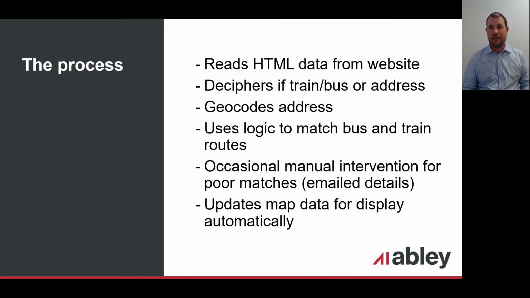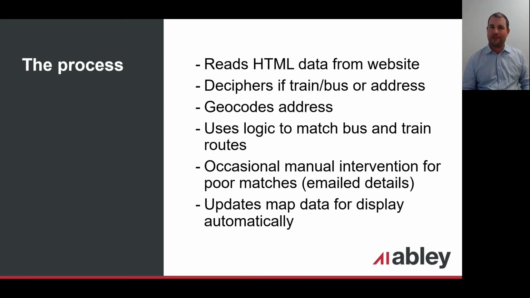So we've got a process that goes away and reads the Ministry of Health website, pulls that data down, and it deciphers whether it's a train or bus or address based on the input information they've given in terms of the location name. So most of the time, if it's a bus or a train, they will say bus or train and then follow it up with some details around what that particular one was. So that helps us map it. For addresses, we're able to pass that off to a geocoder to go and find that address and give us something back in that location.